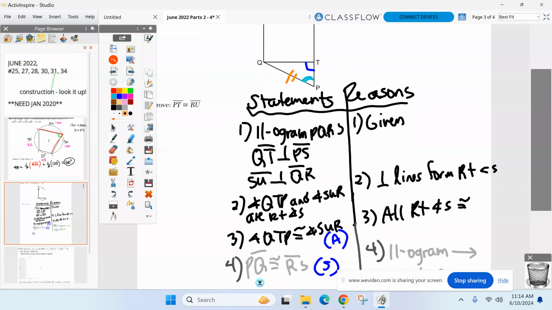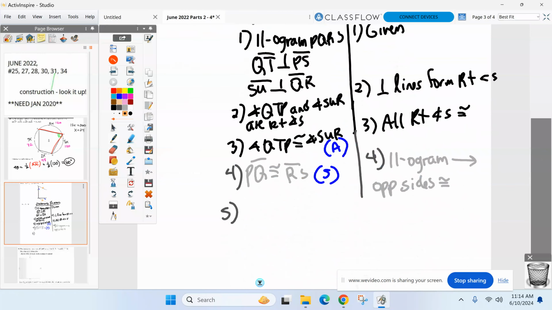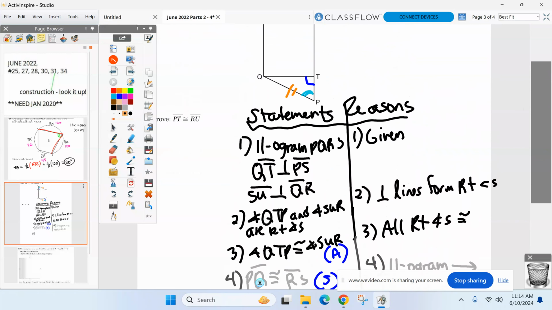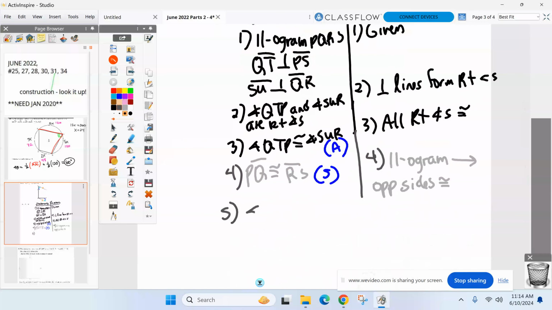This proof is not bad. I would be very, very thankful next Friday if our proof was at this level. Very thankful. P and R are congruent. Same reason as number 4, but instead of sides, we write angles.